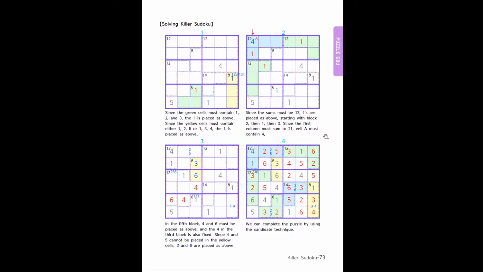Now let's go through this example together. If you're following along, go to page 73 of your Variety Sudoku Intermediate Workbook. I'll be explaining each of the 4 progressions.